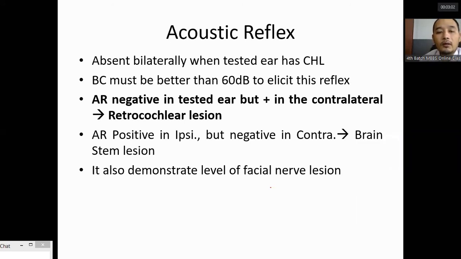In conductive hearing loss, there is no reflex present bilaterally. When you give a loud sound in the test ear, we do not observe the reflex in both ears. And this acoustic reflex is measured by the tympanometer only, because the sound is unable to reach the inner ear because of the impairment of the conductive mechanism. So it is absent bilaterally when the tested ear has conductive hearing loss.